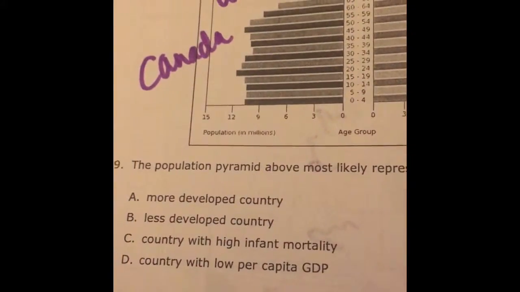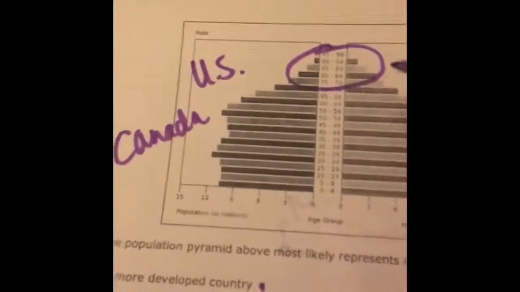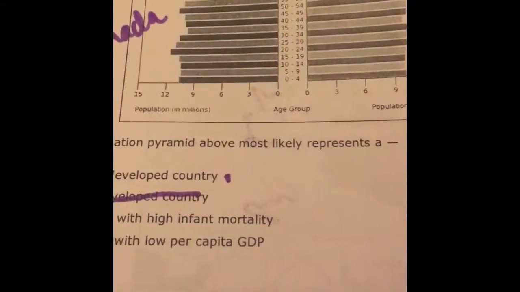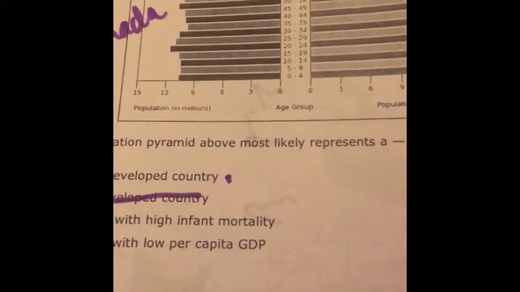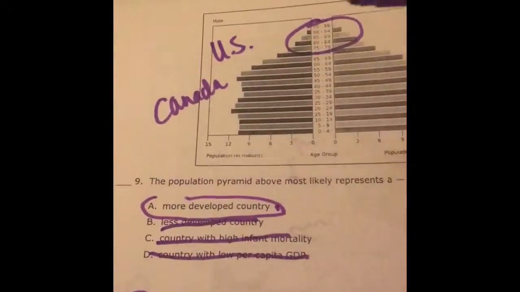So this population pyramid most likely represents a more developed country. Well, we just said that, so maybe that's it. B, less developed country. Well, they have a high life expectancy, so it's not less developed. Country with high infant mortality. Can we tell that from the population pyramid? No. Anyway, if it was a high infant mortality, that would be less developed. And a country with a low per capita GDP. If they had a low per capita GDP, they would also be less developed. So the answer is A, a more developed country, and we can infer that because they have a high life expectancy up here, which would be a more developed country.